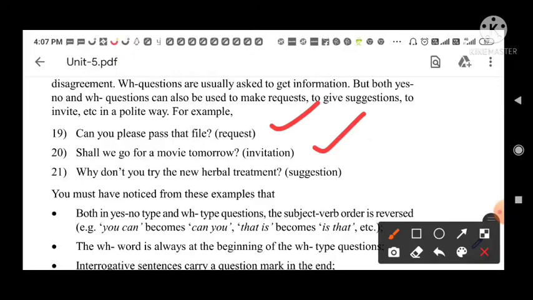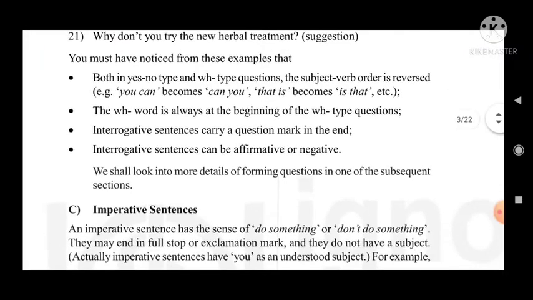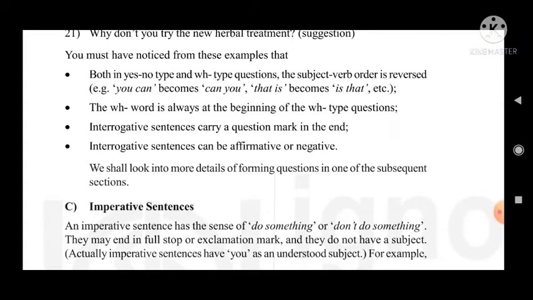Then you must have noticed from these examples that in both yes-no type and WH questions the subject-verb order is reversed. You can becomes can you, that is becomes is that, etc. The WH word is always at the beginning of WH questions. Interrogative sentences carry a question mark in the end, and interrogative sentences can be affirmative or negative. We shall look into more details of forming questions in one of the subsequent sections.